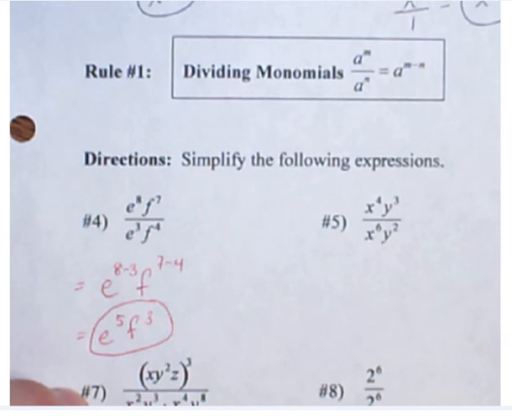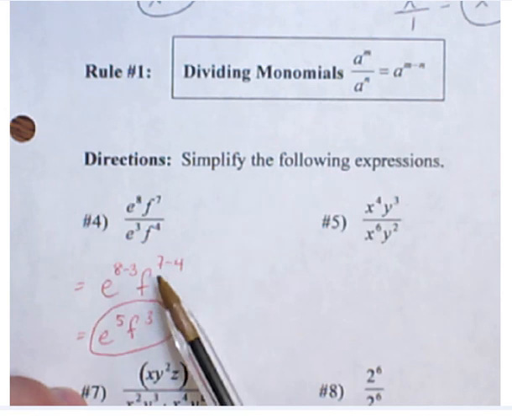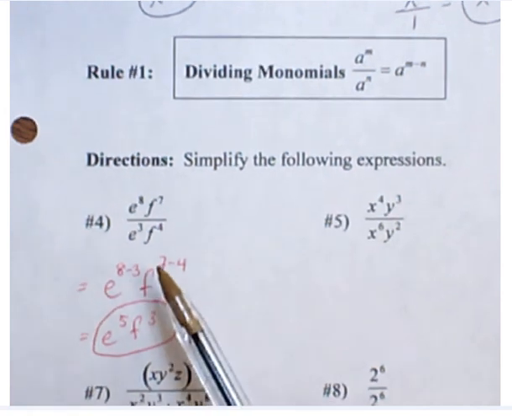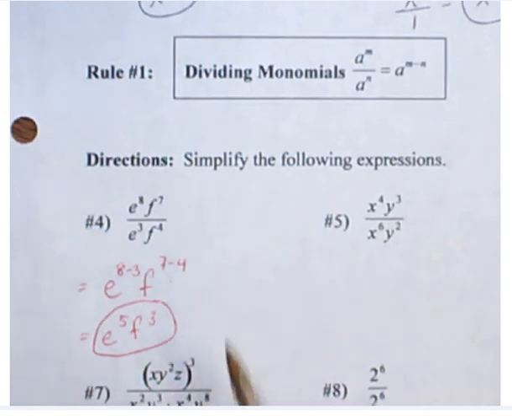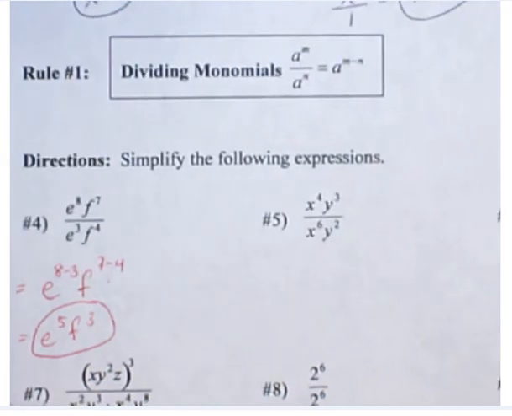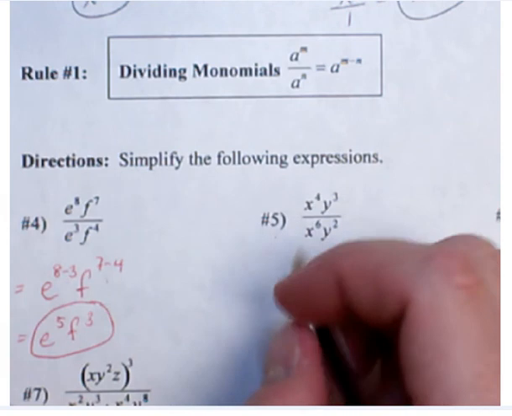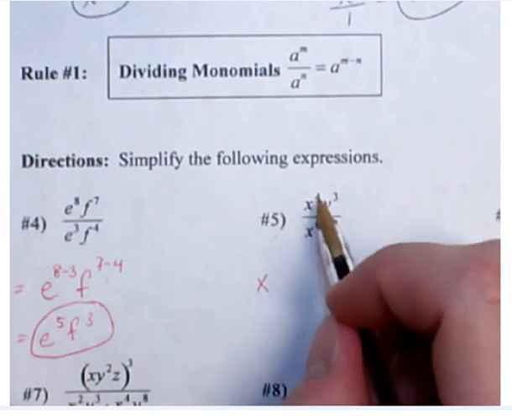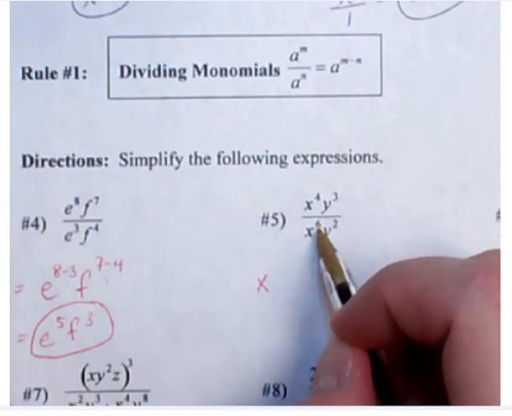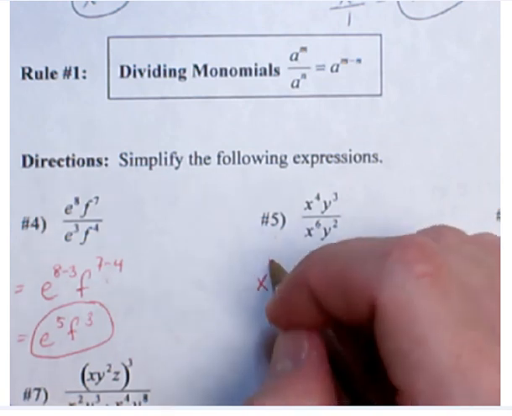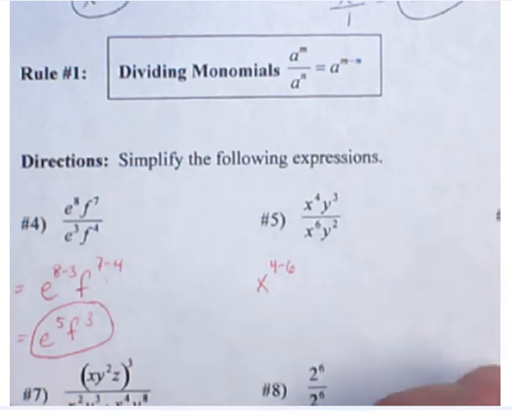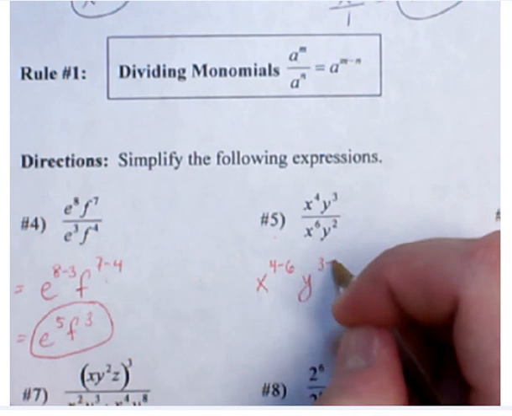Now, just like with multiplying, after you do this a few times, do you need to show the subtraction? Not necessarily, but it's a good idea to do so that you don't make mistakes. And a good example would be number 5 here. When you subtract this, we always take the top exponent minus the bottom. Doesn't matter which one is bigger. You get x to the 4 minus 6, and then y to the 3 minus 2.